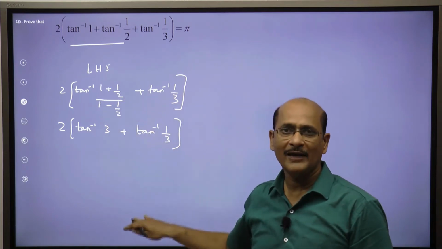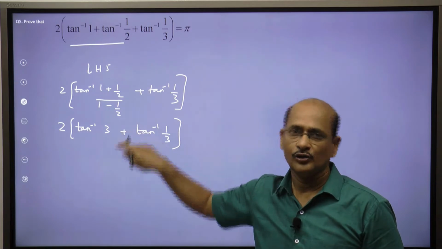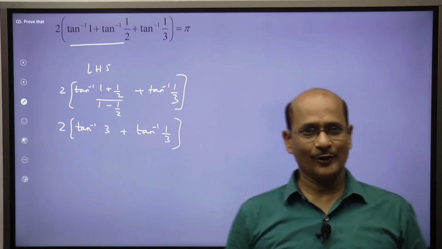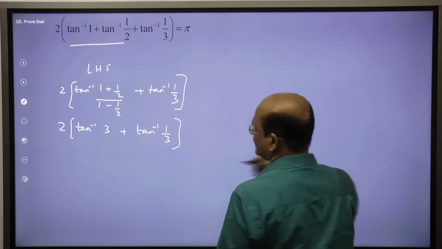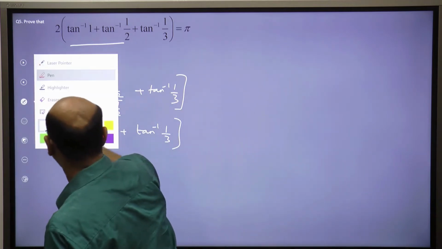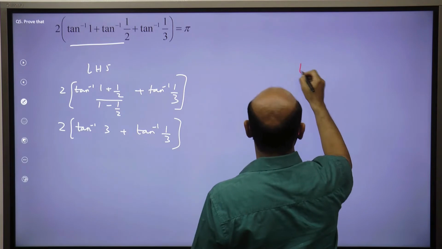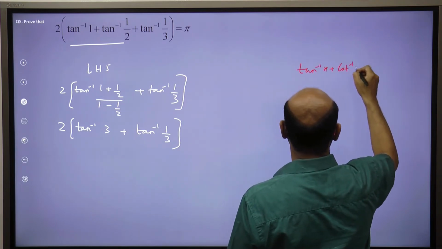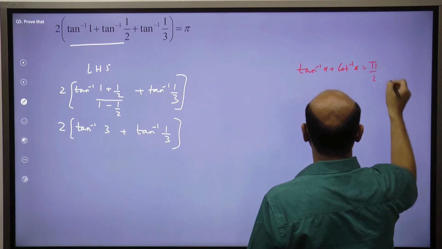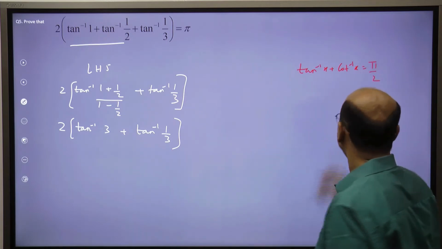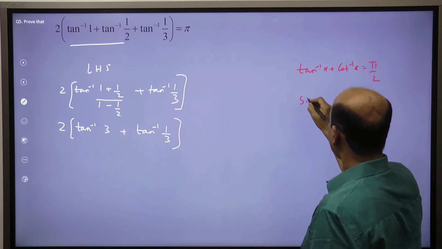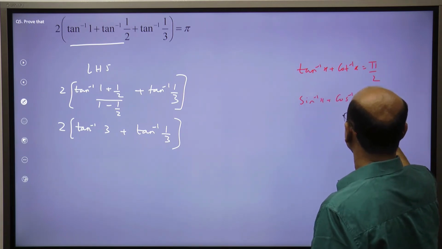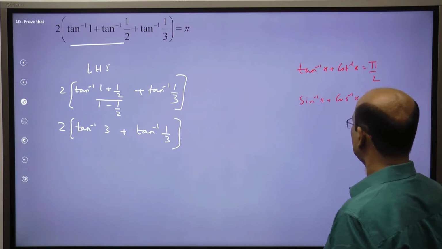Same formula you apply, which I applied in the previous step, you will get the same answer. But I will make my work a little bit simpler and easier for you to understand. Remember, there are important formulas you have to always keep in mind. You remember this: tan inverse x plus cot inverse x is nothing but pi by 2. Remember, right? Similarly, sin inverse x plus cos inverse x is also pi by 2.